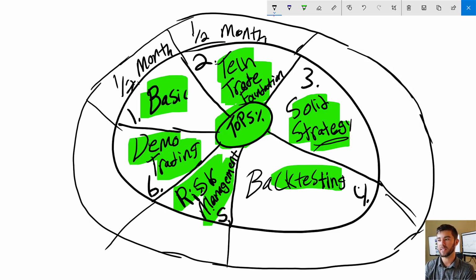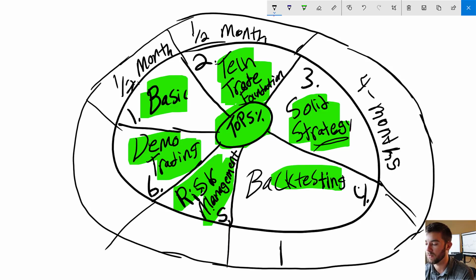How about a solid trading strategy? This could take 2, 4, 6 months to create. We'll go in the middle there and say 4 months on creating this solid trading strategy. Sorry guys, my pen is messing up right now. So 4 months on a solid trading strategy. Backtesting is by far going to take the longest. This is going to take between 4 and 6 months depending on the strategy you pick. We'll call it 4 months on backtesting.